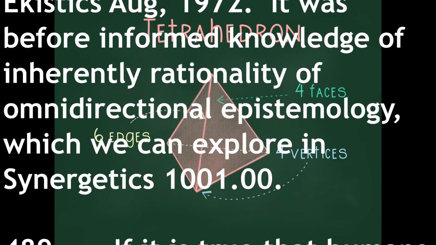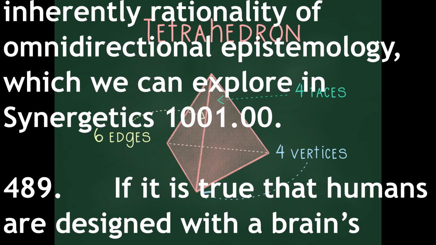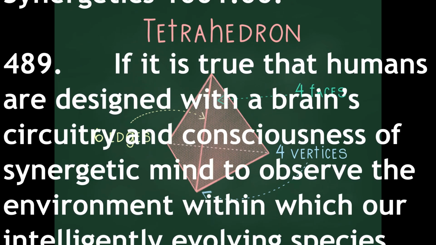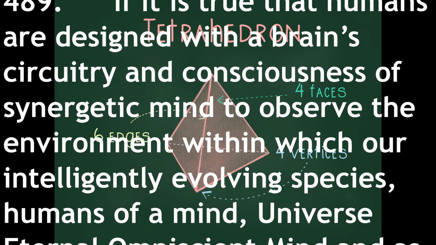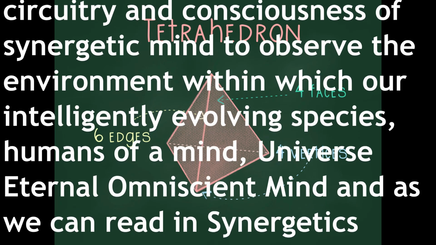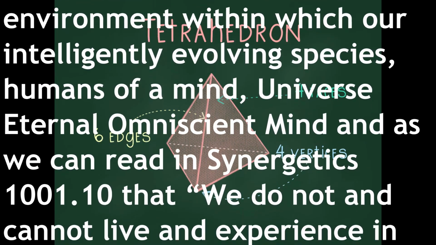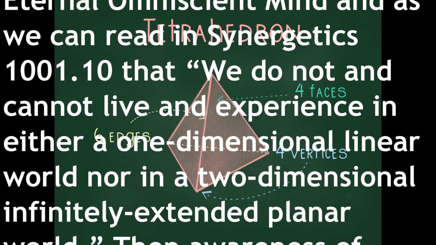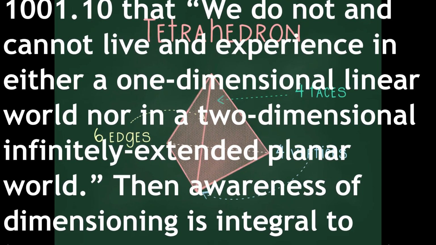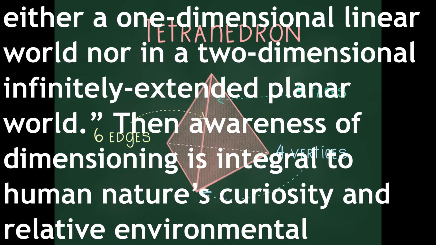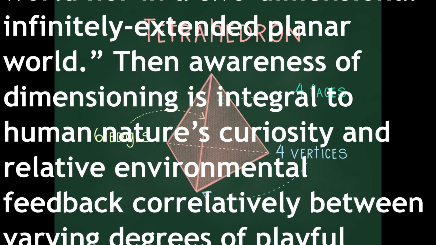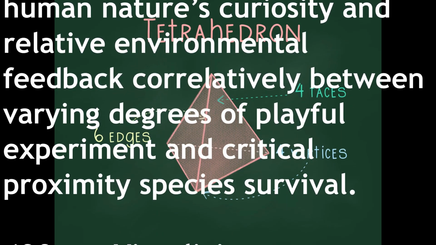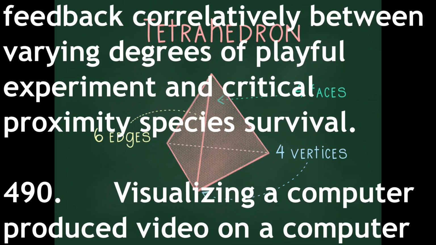If it is true that humans are designed with a brain circuitry and consciousness of synergetic mind to observe the environment within which our intelligently evolving species, humans of a mind, universe, eternal, omniscient mind, and as we can read in Synergetics 1001.10, that, in quotes, we do not and cannot live an experience in either a one-dimensional linear world nor a two-dimensional infinitely extended planar world, end quote. Then, awareness of dimensioning is integral to human nature's curiosity and relative environmental feedback, correlatively between varying degrees of playful experiment and critical proximity species survival.